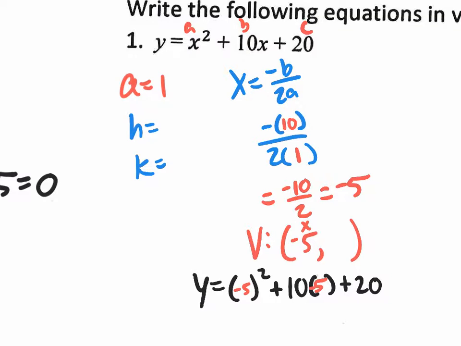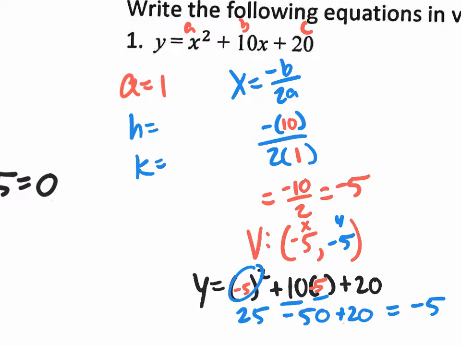So when I do the math here, negative 5 squared, that's 25. 10 times negative 5, that's negative 50, plus 20. If you do this with the calculator, 25 take away 50 is negative 25 plus 20. That's also negative 5. So the vertex y value is also negative 5. So now we found our vertex, ladies and gentlemen. The vertex is negative 5, negative 5.